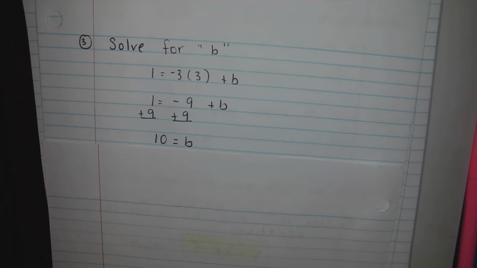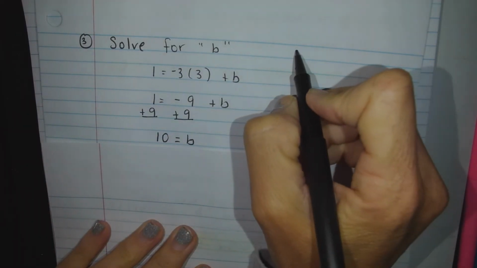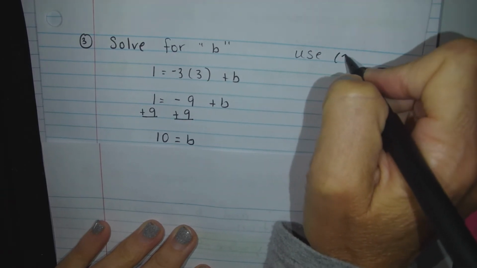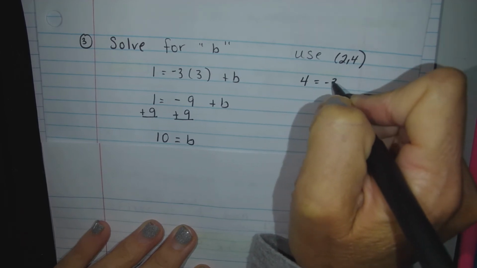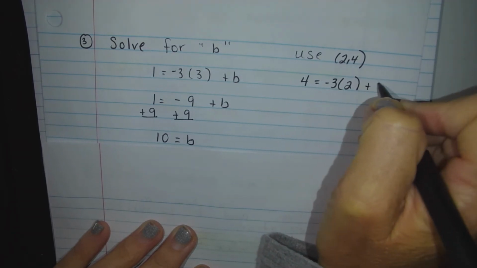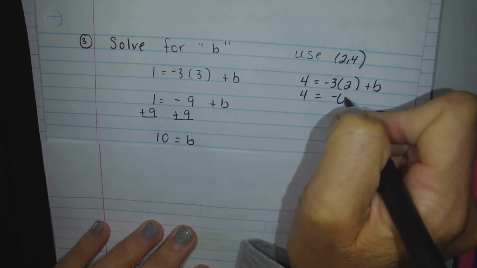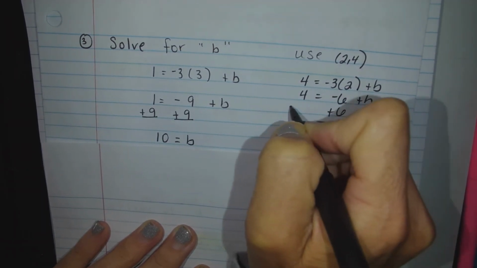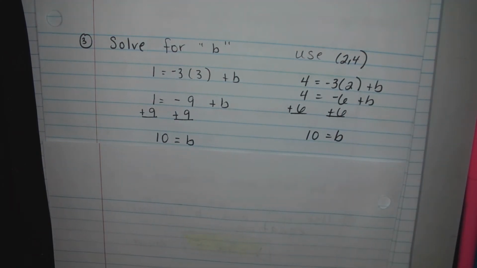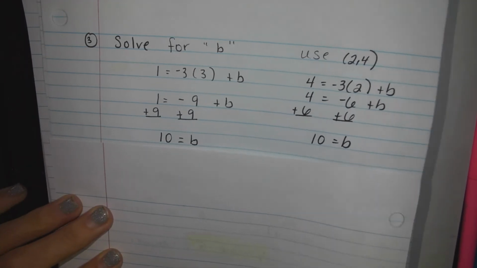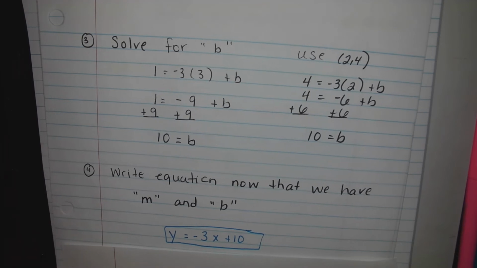I did the other one. You still should have gotten the same thing. Did you even choose the 4? If you use (2, 4), I'll write it up here. Oh. I did 3 times 2. Okay. 4 equals -3 times 2 plus b. 4 equals -6 plus b. Yeah. Add 6. 10 equals b. Are we done? No, the directions say write an equation. There it is.